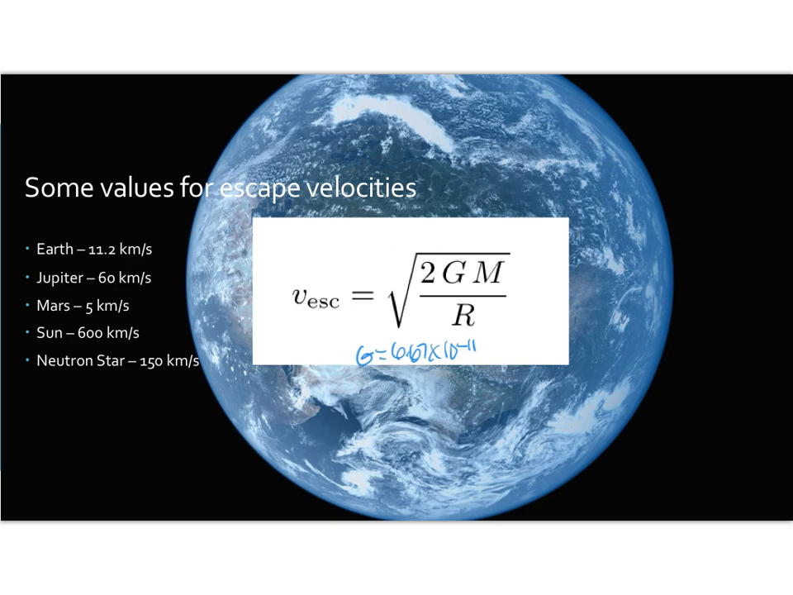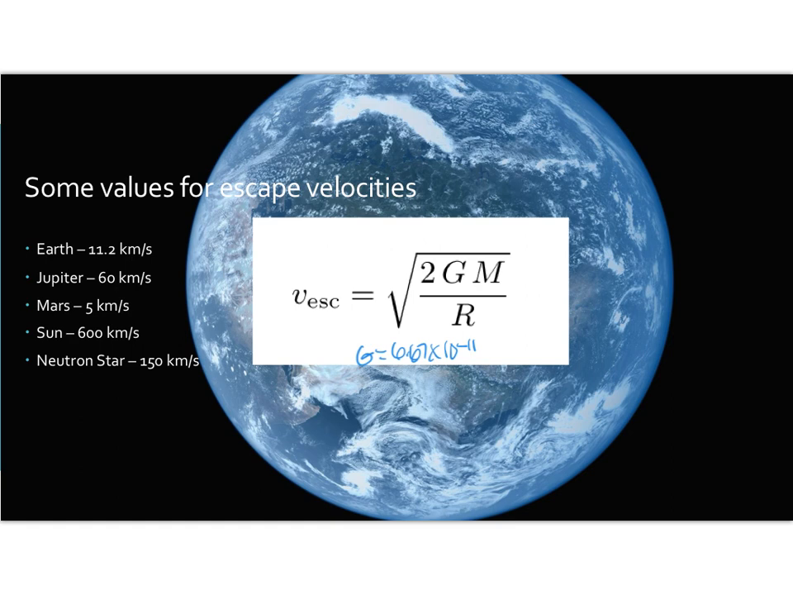And then mass would be the mass of the object. So if we're talking about the Earth's escape velocity, it would be the mass of the Earth. If we were talking about Jupiter, it would be the mass of Jupiter. And then finally, the big R is the radius of the object. So the radius of the Earth or the radius of Jupiter, whatever we're talking about.